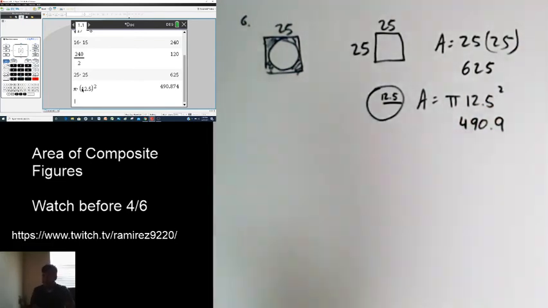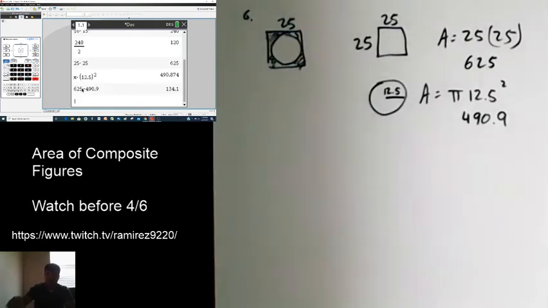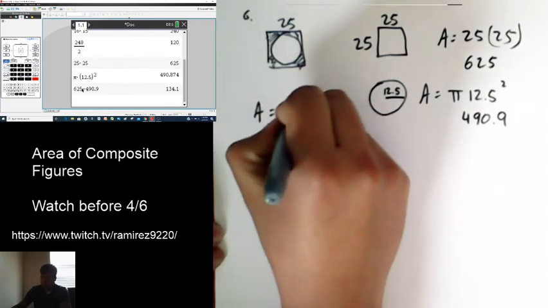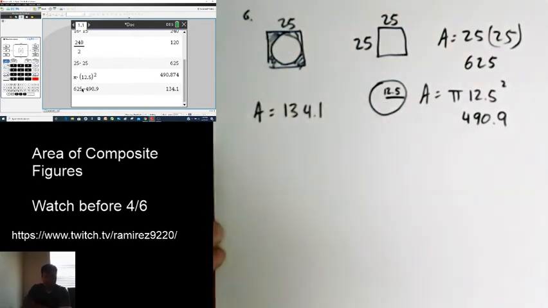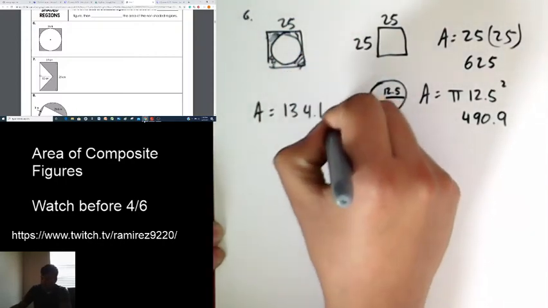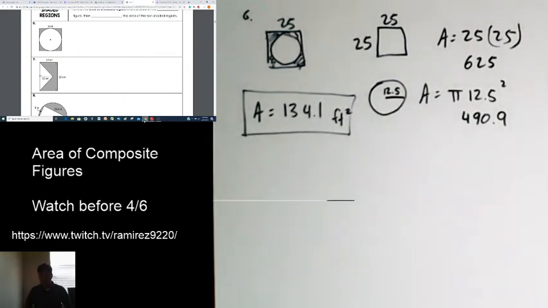And keep in mind, they want the shaded region. The square is bigger. I'm taking away the circle part. So that is essentially all you have to do. The area of the shaded region here is 134.1. And again, units, feet squared.